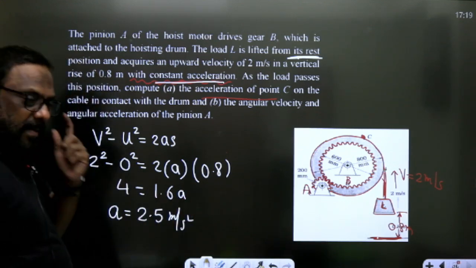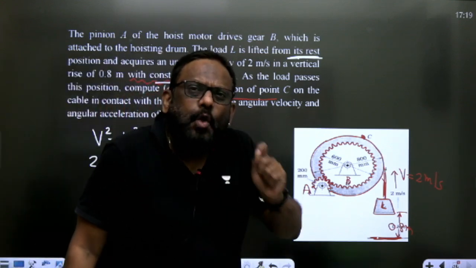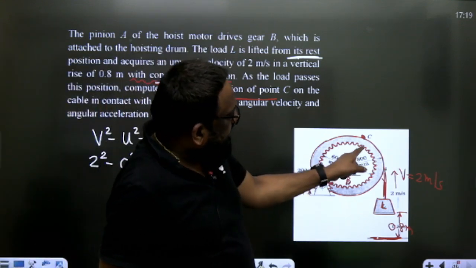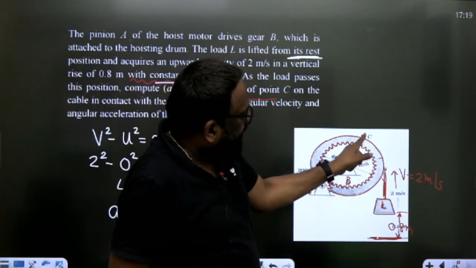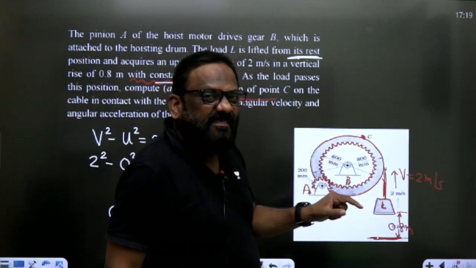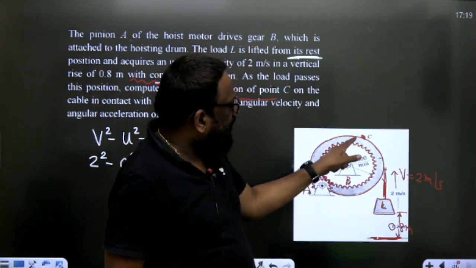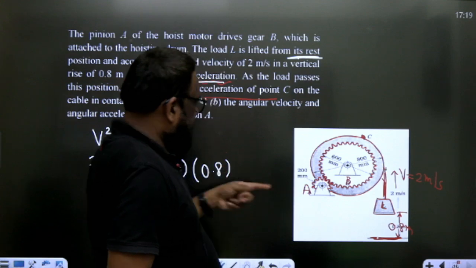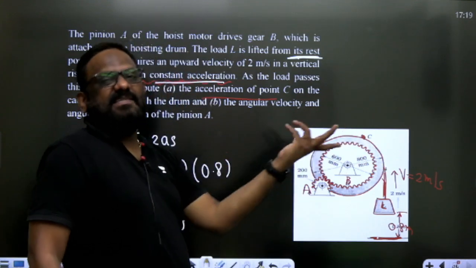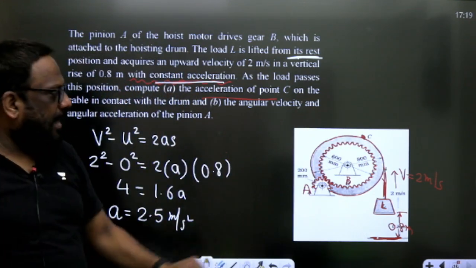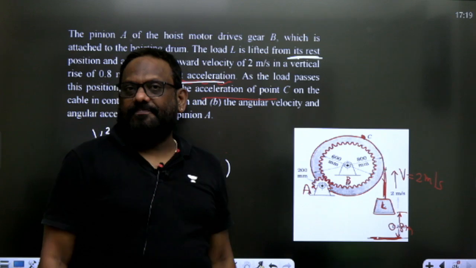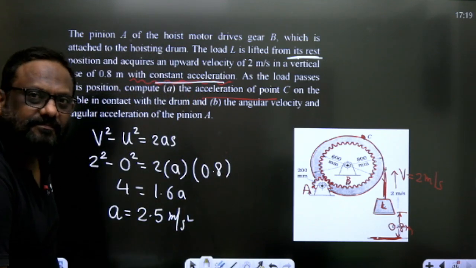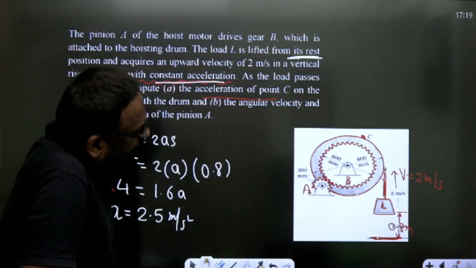ठीक है सर. And my dear students, if there is no slip between the drum and the cable, what will be the acceleration of this? ये तो tangential है सर, ये तो tangential of this point C same होगा सर. अगर slip नहीं हो रहा, you will get the same acceleration. बहुत बढ़िया सर. Wonderful sir.